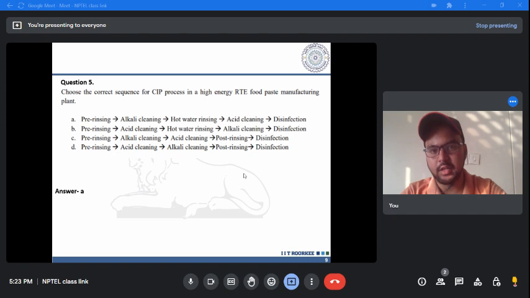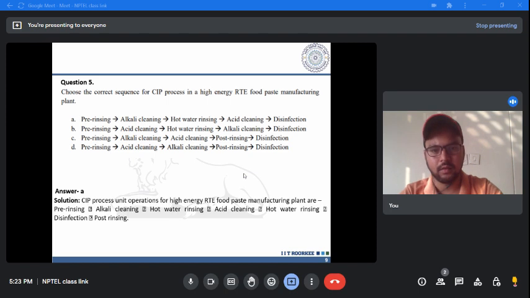Then acid treatment, some acidic treatment will happen. Then hot water again. Then disinfection, where we will add some antimicrobial or antibacterial disinfectant to clean the CIP line. Then at last, post-rinsing will happen. So this kind of CIP, or cleaning in place process, happens in any kind of food process, especially for a ready to eat food paste manufacturing plant. So it happens in this sequence.